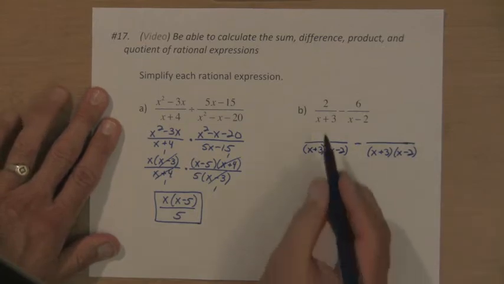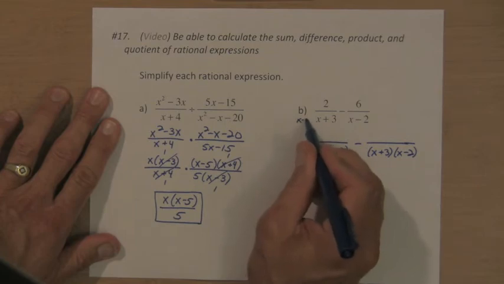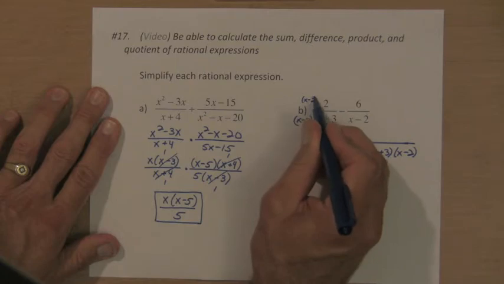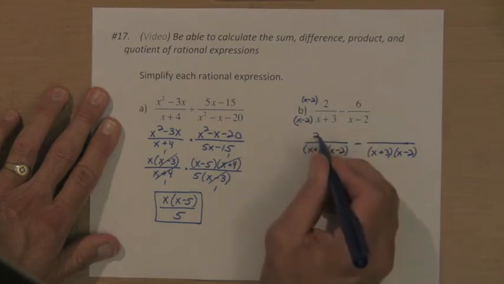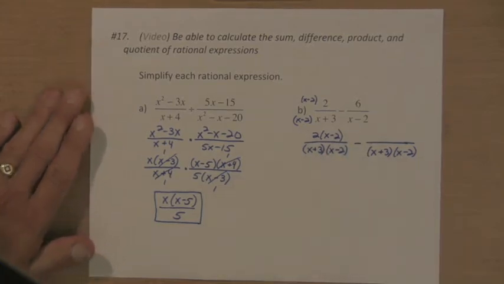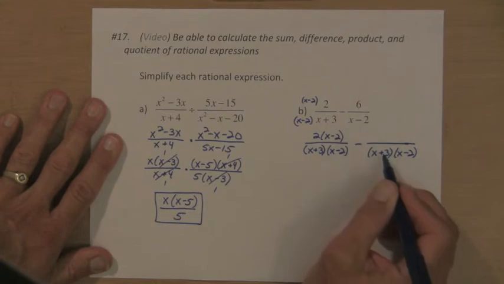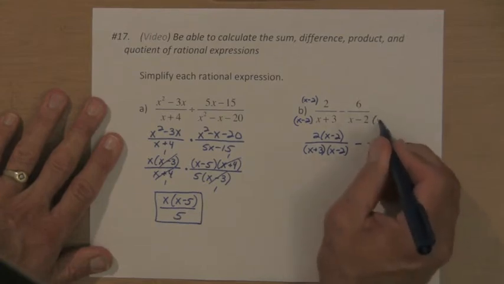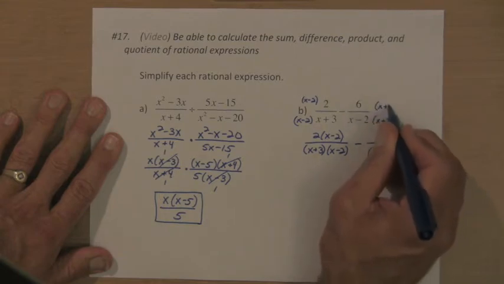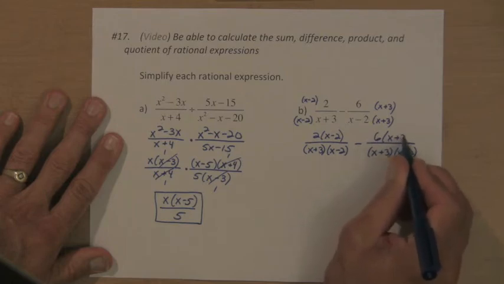To create that from the first fraction, I have x plus 3 here. I must take the bottom of this fraction times x minus 2 and the top of this fraction times x minus 2. So the top is 2 times x minus 2. I just want to rewrite it so I have the same denominator for that first fraction. The second fraction already had x minus 2, but I want x plus 3 times x minus 2. So I'll take the bottom times x plus 3, and likewise the top times x plus 3. So the top of that fraction becomes 6 times the quantity x plus 3.